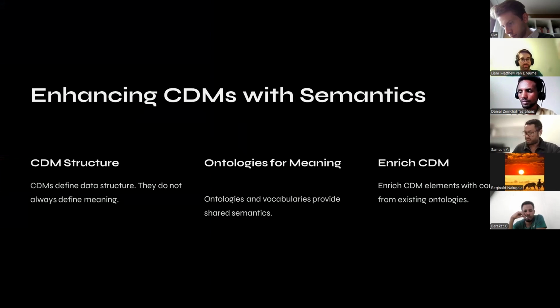So how do you add semantics to those common data models? Because these common data models could be that you have created a similar structure, or you define a data structure, and they may not always define meaning. The fact that you have arranged, for instance, your variables in a similar way, you can think of that as creating a common data model.